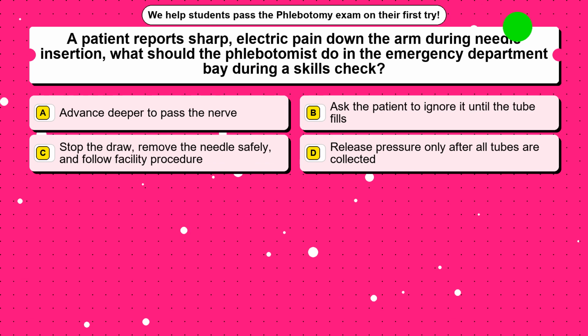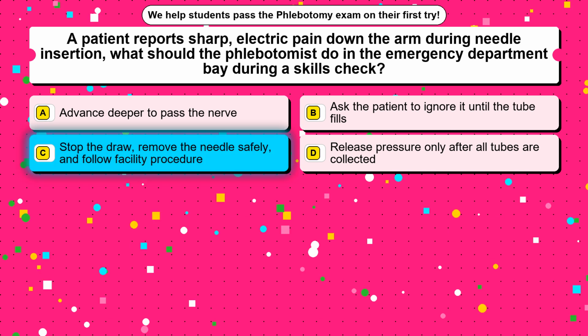Question 31. A patient reports sharp, electric pain down the arm during needle insertion. What should the phlebotomist do in the emergency department bay during a skills check? Option A. Advance deeper to pass the nerve. Option B. Ask the patient to ignore it until the tube fills. Option C. Stop the draw, remove the needle safely, and follow facility procedure. Option D. Release pressure only after all tubes are collected.